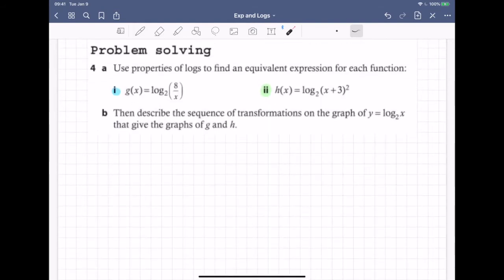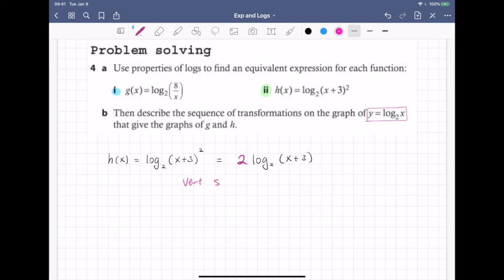All right, the next question here is using the log rules and then describing the transformation. So I'll do the second one here, the one highlighted in green. So h of x equals log base 2 of (x plus 3) squared, and I'm going to use a log rule to write it as 2 times log base 2 of (x plus 3). So what is this 2 doing to the curve y equals log base 2 of x? Well, that's going to be the vertical stretch by a factor of 2.